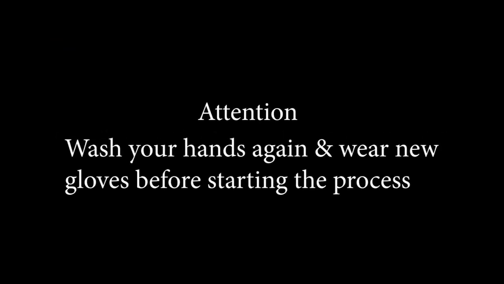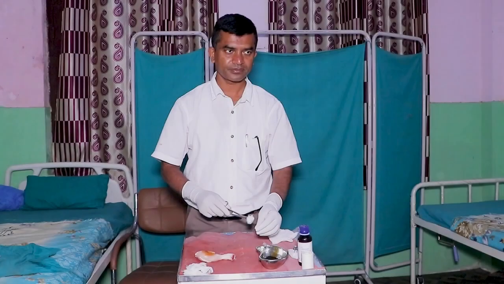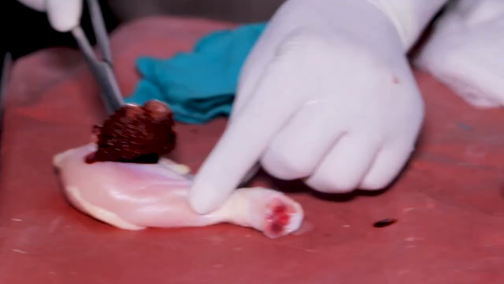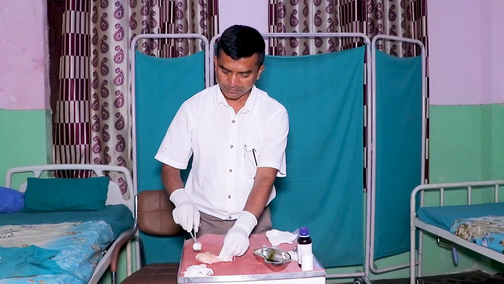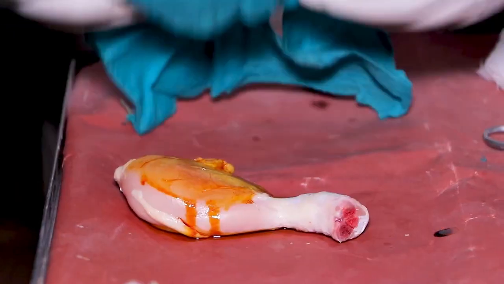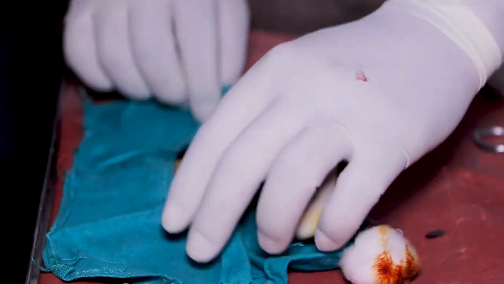It's important to wash your hands again and put on sterile gloves before starting the procedure. The procedure will now be demonstrated on a chicken bone. The practitioner must clean the skin with chlorhexidine and drape the child.